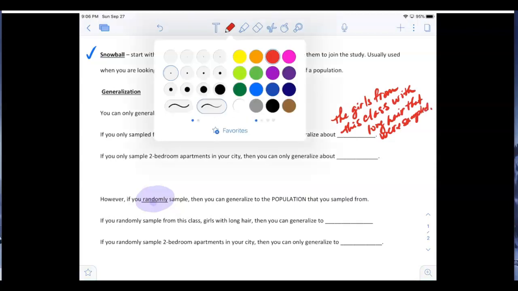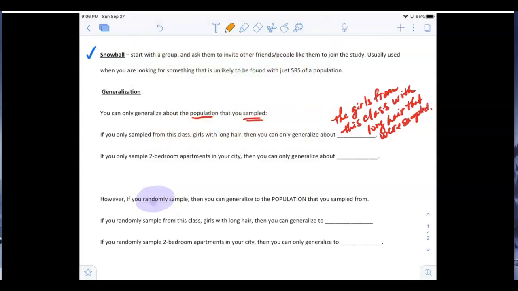Okay, in the next one, it says if you only sample two-bedroom apartments in your city, then you can only generalize about the two-bedroom apartments in your city that you sampled. Right, so basically you can only talk about the ones that you actually looked at.